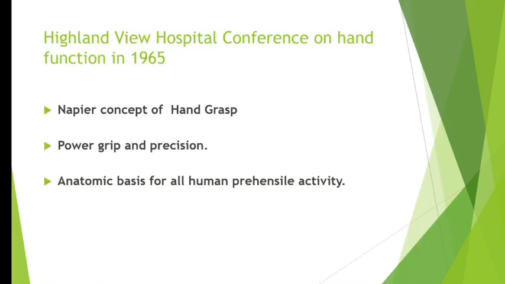In the Highland View Conference on Hand Function in 1965, Napier presented his concept of hand grasp for the first time, and he divided the hand grasp into two types, the power grip and the precision grip. And he said that the entire prehensile activity of the human hand is based on this function of the hand.